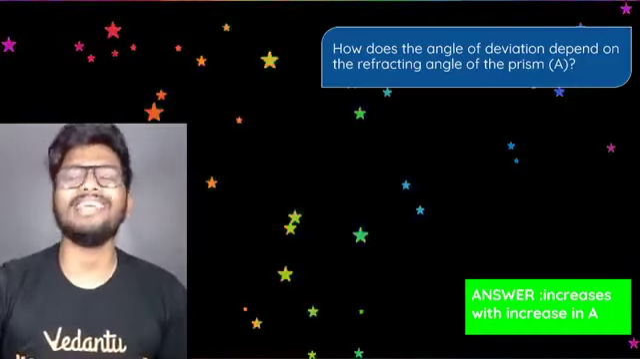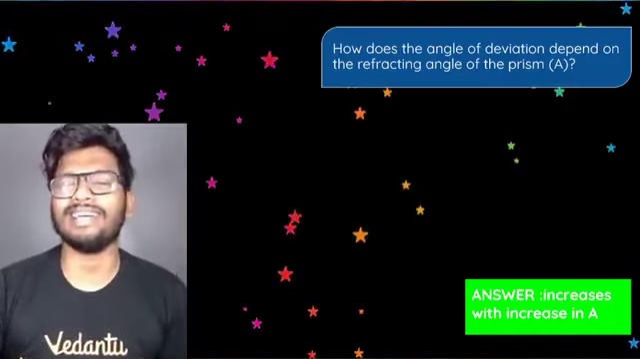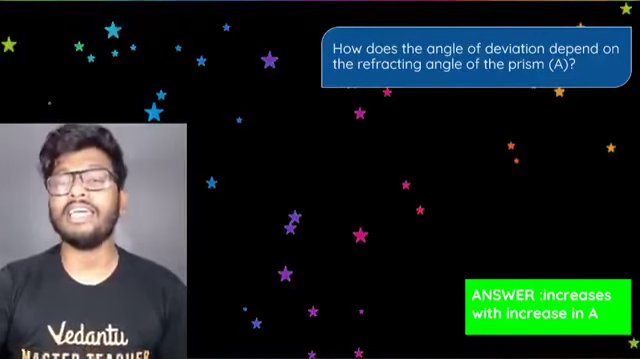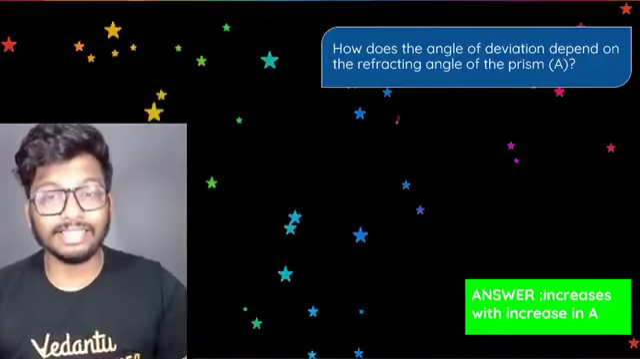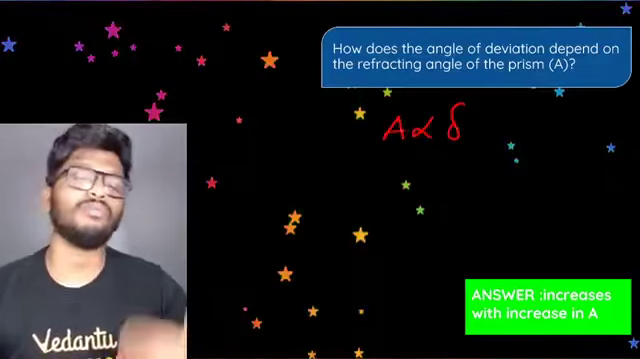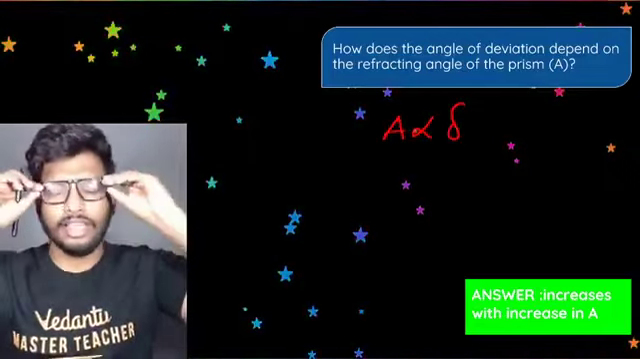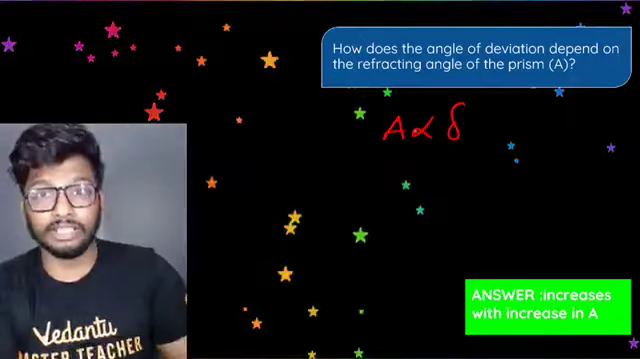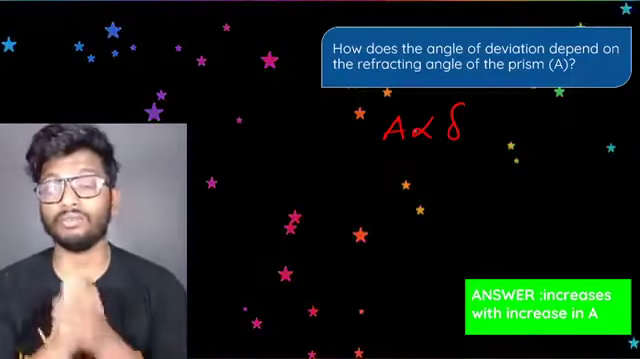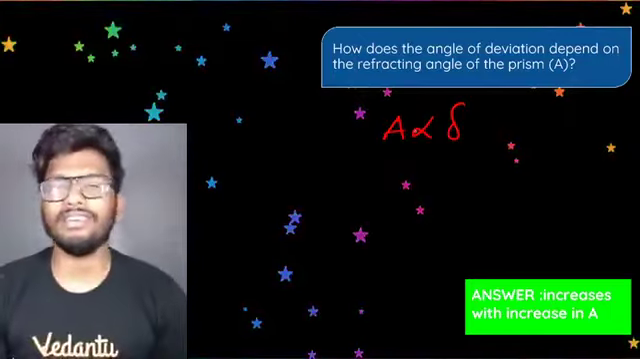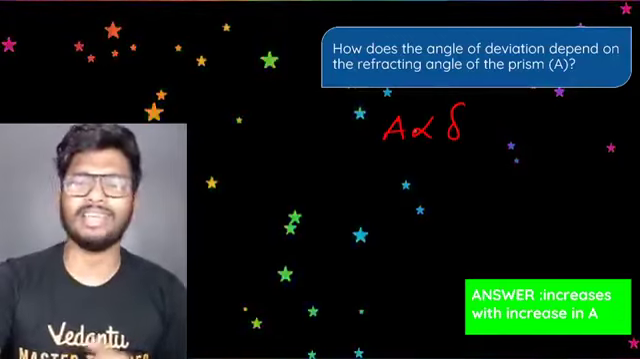But nonetheless guys, the answer to this question is that they are directly proportional. In the sense, if the angle of prism increases, then the angle of deviation would also increase. It's a direct relationship. If the angle of prism decreases, then the angle of deviation would also decrease. So that's the first question, people. With that said, let us get started with real and apparent depth.